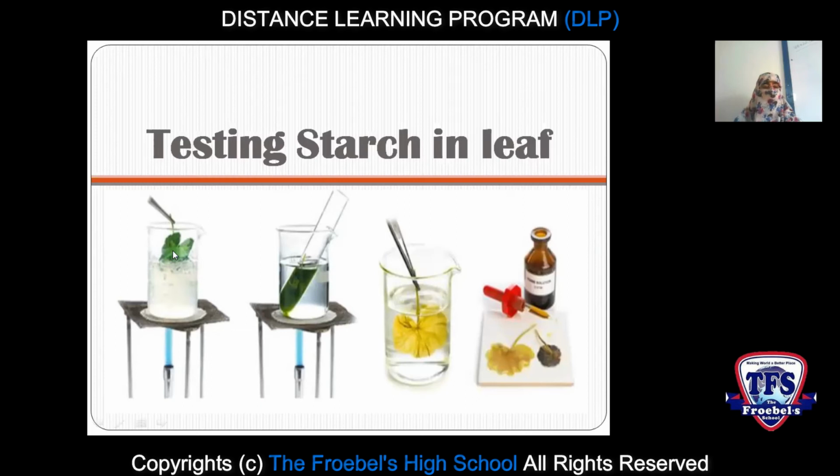Now take out this leaf after 2 to 3 minutes. Now insert this leaf in a test tube containing alcohol. The purpose of alcohol is to take out all the chlorophyll present in the leaf. After a few minutes, take out the leaf and insert it in a beaker containing water. You can see the color of the leaf is yellow.